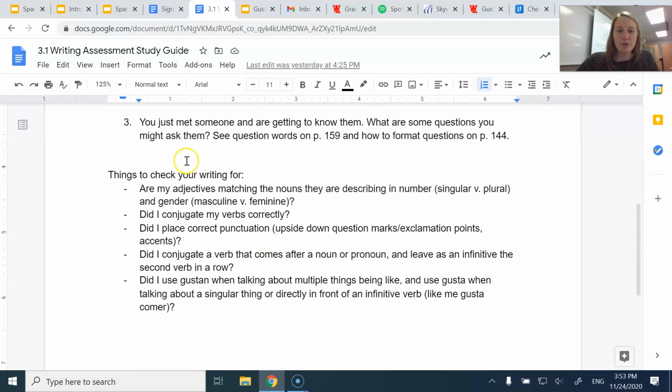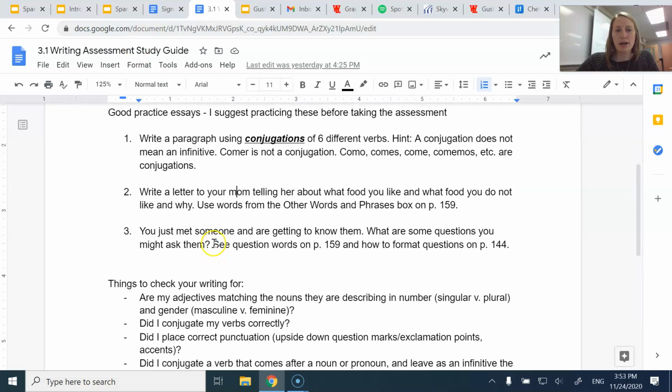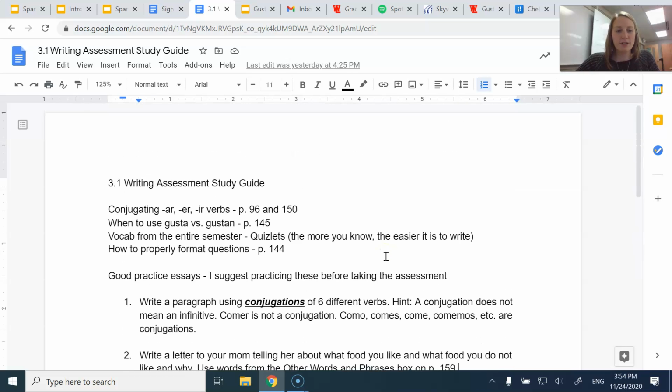Things to check your writing for, go ahead and check that out. I'm going to link this page to your online agenda. And tomorrow, I will show you an example of me writing a letter to my mom, telling what foods I like and don't like. So you can be looking forward to that tomorrow. But in the meantime, be working on that on your own.